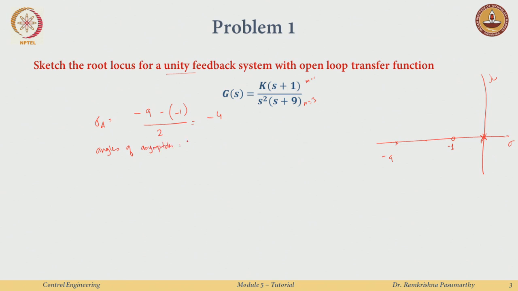What are the angles of these asymptotes? We compute them as 2q plus 1 times 180 degrees over n minus m, that is 2. So that will give you plus minus 90 degrees, so somewhere in this direction, vertically above and vertically downwards.